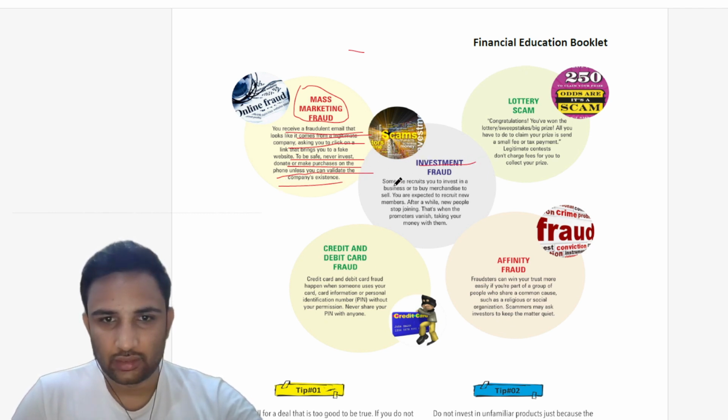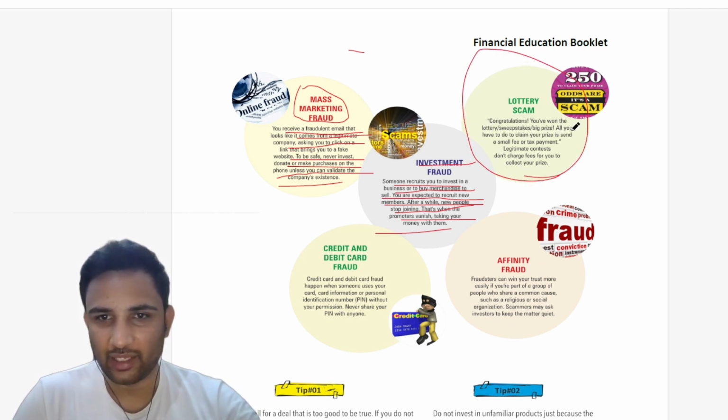Investment fraud. Sometimes someone recruits you to a company in a business to buy merchandise to sell. You are expected to recruit new members. After a while, new people stop joining. That's when the promoters vanish, taking your money with them. Lottery scam. Congratulations, you have won the lottery sweepstakes big prize. All you have to do to claim your prize is send a small fee or tax payment. Legitimate contests don't charge fees for you to collect your prize.